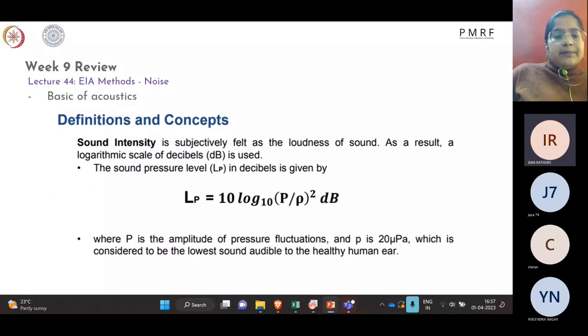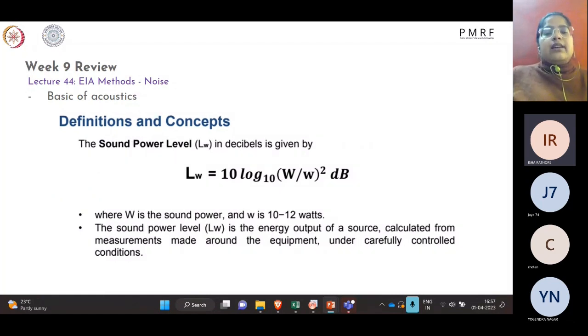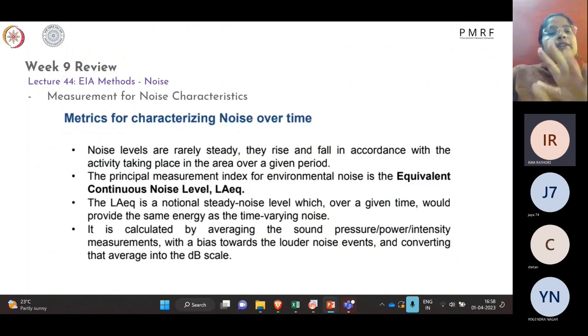So this is sound intensity. And sound power level is again expressed in decibels, and this is given by 10 log base 10 of W by w squared, where W is the sound power, whereas small w is 10 to the power minus 12 watts. So sound power level is the energy output of a source, which is calculated from measurements made around the equipment under carefully controlled conditions. So it measures the energy output required to produce that sound. And then we have how to measure the noise characteristics. So we have metrics for characterizing noise over time.